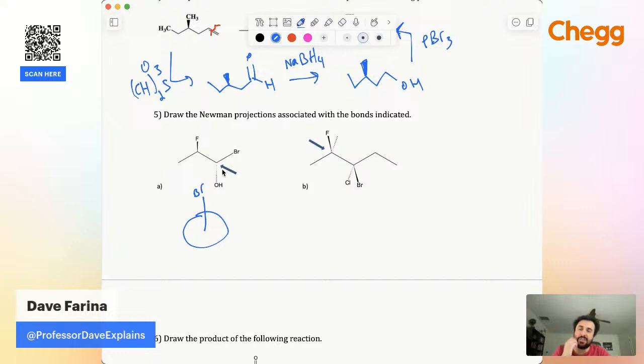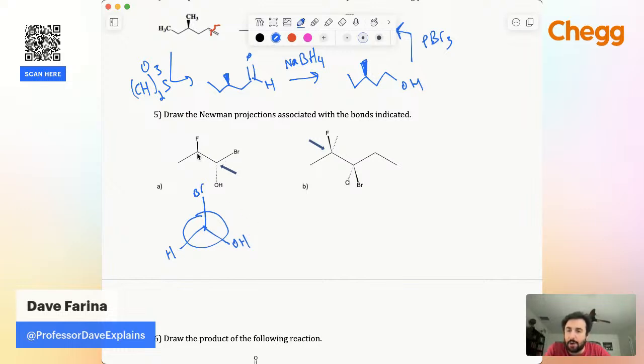The dash bond means that it's further away than the screen. So if you're in the screen, it's going down and to your left. So down and to our left is the hydroxyl, and then the implied hydrogen would be down and to our right. Sorry, what did I say? I meant the hydroxyl is down and to the right, and the proton is down and to the left.